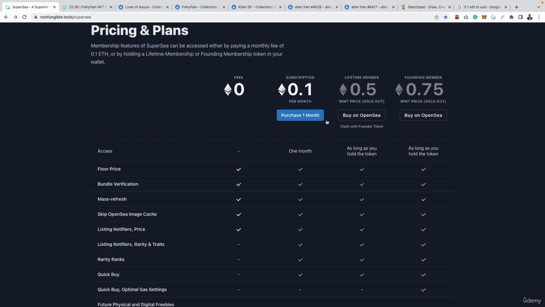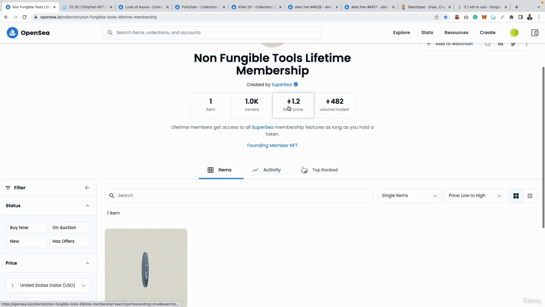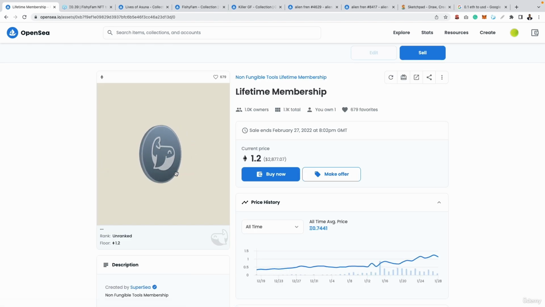They do have a lifetime membership as well at 0.5. So if you click that on OpenSea, you can go to that listing page. And as you can see, the floor price in that is 1.2. There's only one thing to buy. So this is 1.2 Ethereum. You can see there's loads of people that own it, over 1,000. I am one of them. It's a big investment I've made for sure.